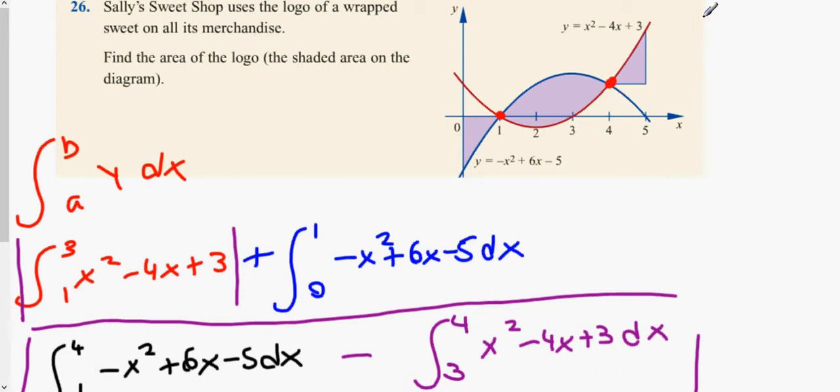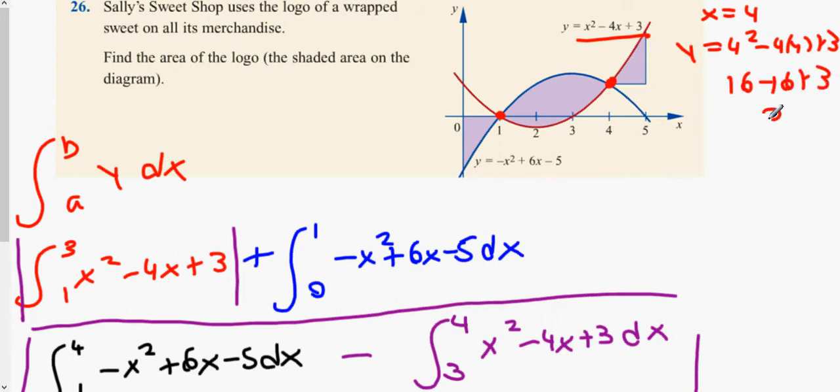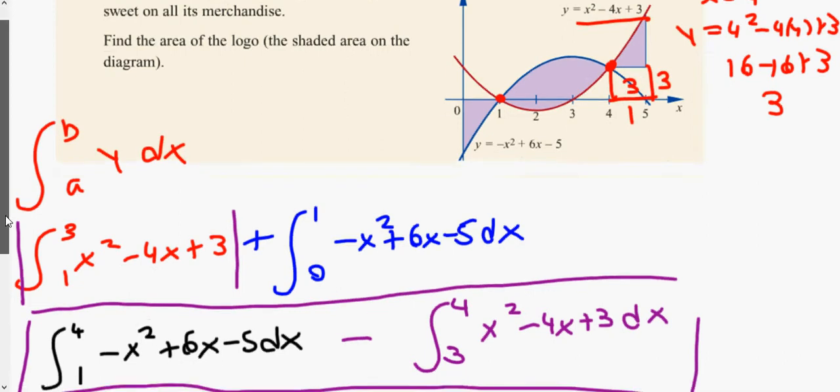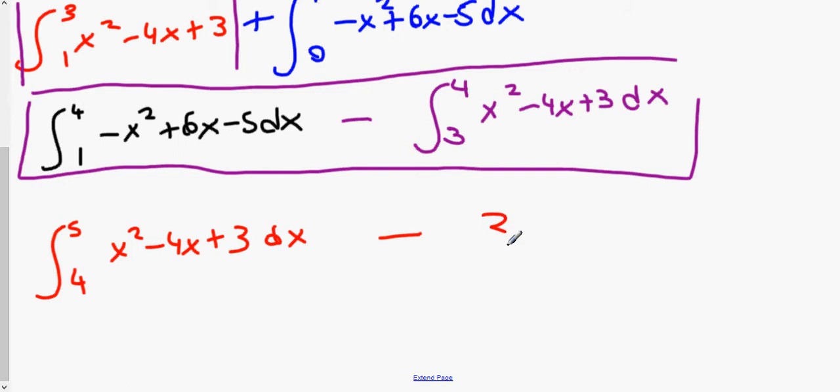So when x equals 4, the y value is going to be 4 squared minus 4 times 4 plus 3, and that's going to be 16 minus 16 plus 3. It's going to be 3. So this rectangle here is 1 across and 3 up, which is an area of 3. So we need to take away an area of 3 from that part.